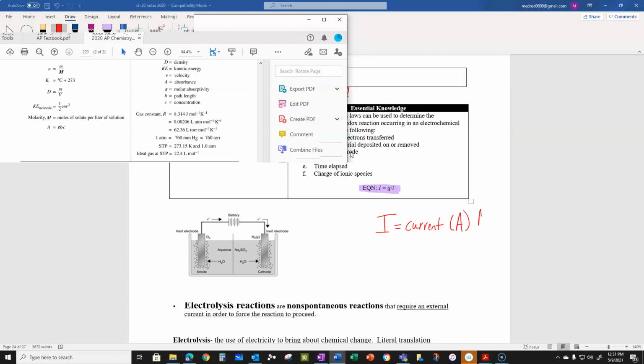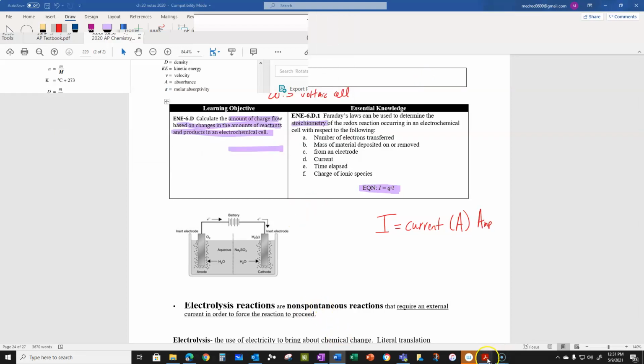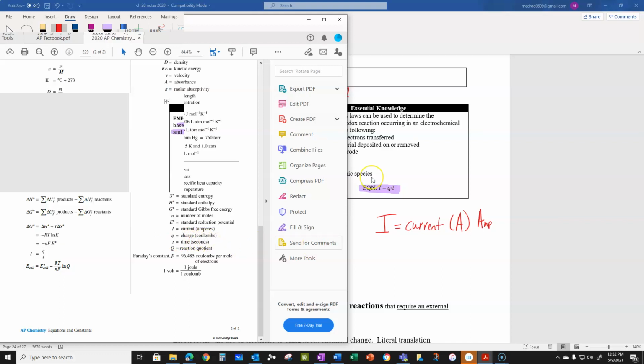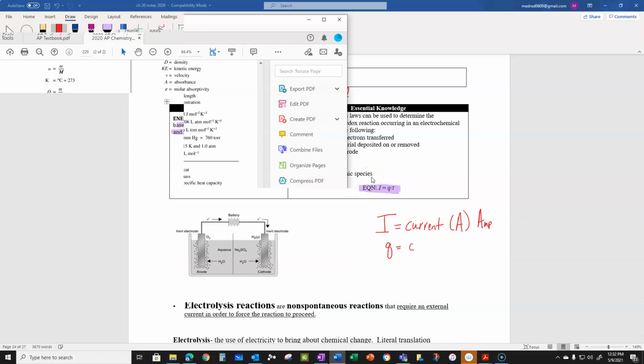A-M-P. Okay, it stands for amps. And then, I'm already losing my voice. Then it says Q. I know it's going to be freaky when you see that Q. You're thinking heat. But in this topic, ladies and gentlemen, the Q is called charge, called coulombs. So Q is charge. And we're talking about the charge of the ionic species. So we're looking for an actual particular charge on a chemical.